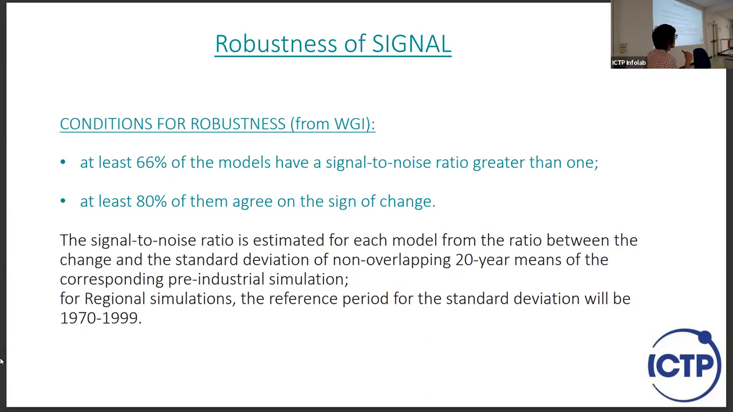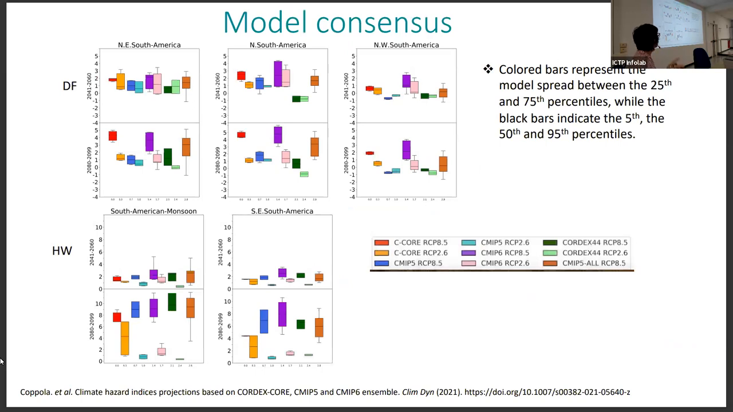The signal to noise ratio is estimated for each model, and it is the ratio between the change and the standard deviation of a non-overlapping 20-year period of the corresponding pre-industrial simulation. If we deal with regional simulations, we don't have the pre-industrial period, so our reference period for the standard deviation will be 1970-1999.